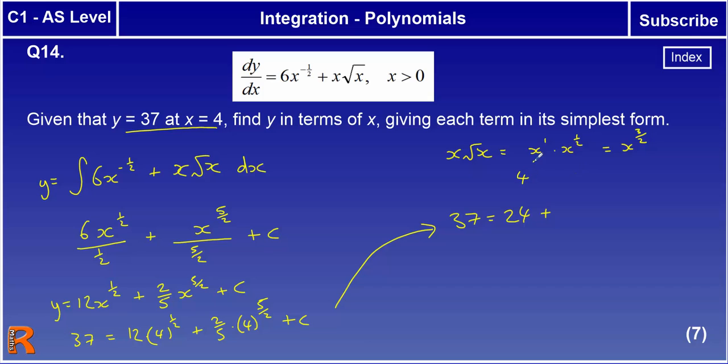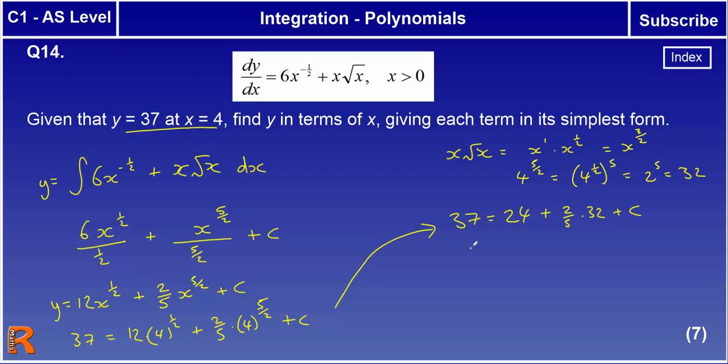I've done that before, let's just recap. 4 to the power of 5 upon 2, that's the same as 4 to the power of a half, do the bottom part of the fraction first, and then we do the power of 5. So the 4 to the half is 2, 2 to the power of 5, well 2 cubed is 8, the power of 4 is 16, power of 5 is 32. So we've got 2/5 times 32 plus a constant.